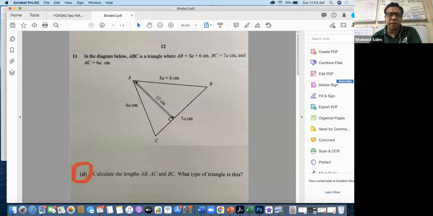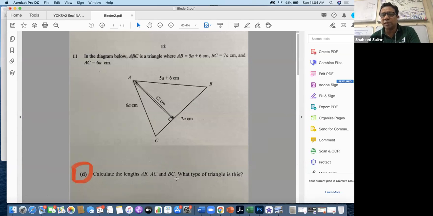So what do I mean by this? I do not know whether you get it. Calculate the lengths AB, AC, and BC. What do they mean by this? This is one instruction. This is another instruction. This is one question. This is another question. Have you seen in a maths question they give you two questions in one question? No, right? It's normally one. So I think this statement here is a wrong statement.